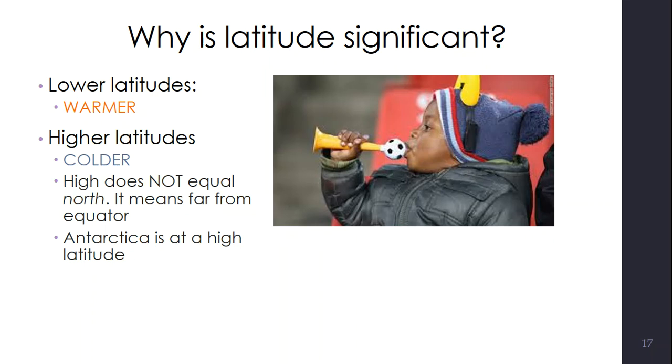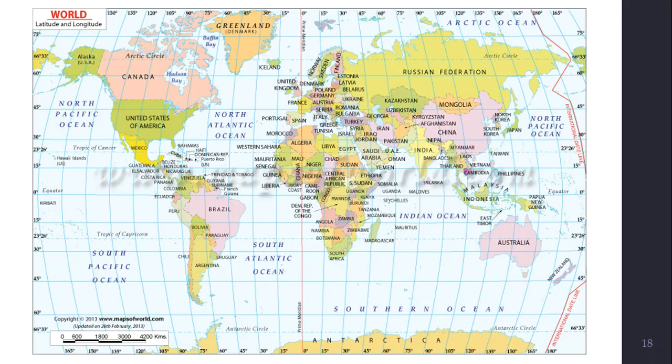Here is a picture from when the World Cup was in South Africa during our summer, which is their winter. And this is a little boy blowing an instrument called a vuvuzela. But there were a lot of comments on Twitter during the World Cup saying, why is he so bundled up? Like, it's so cold. And that's because it was their winter, right? Just because you're in the southern hemisphere does not mean it's not going to get cold. The farther you get away from that equator, the colder it's going to get.